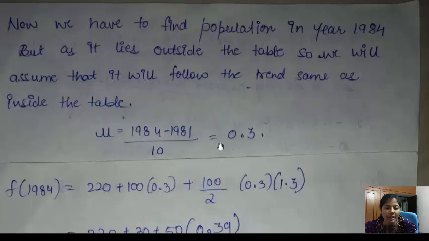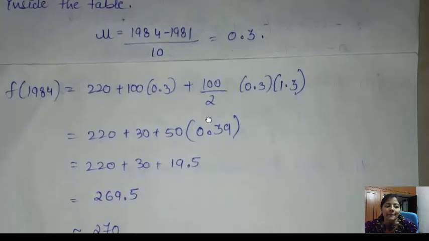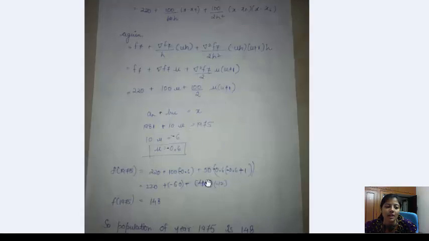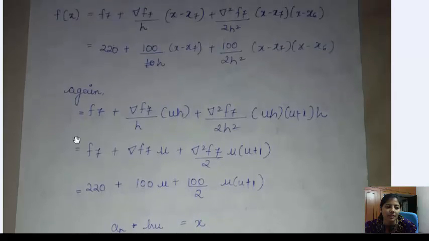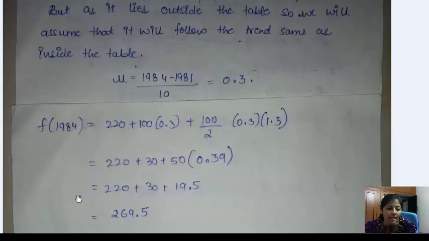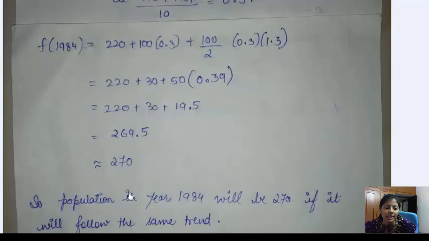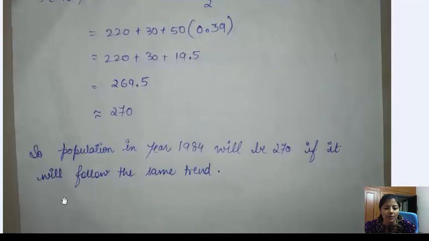The last thing which we need to find out is the population in 1984, but 1984 lies outside the table, so we will assume that it will follow the same trend as inside the table. So we'll first find the value of u, that is 1984 minus 1981 upon 10, and we'll get 0.3 here. Again using the same backward difference formula that we have used here, we will use it in finding the population in 1984. We have substituted the values here, and finally we'll get 269.5. We'll round it off to 270. So the population in the year 1984 will be 270 if it follows the same trend.